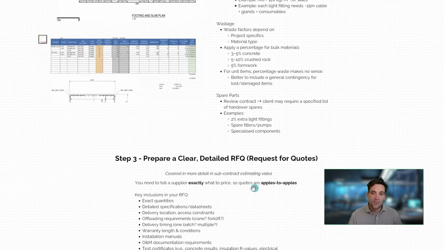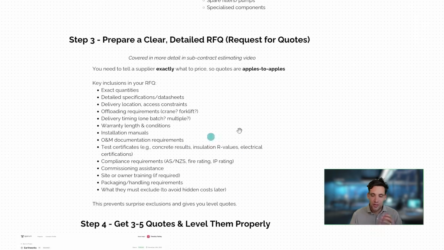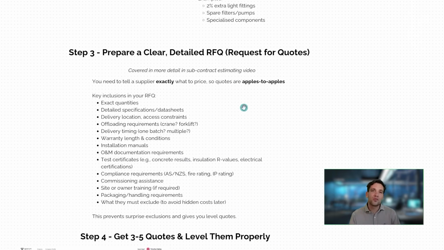Now, exactly like we would do if we're getting quotes from subcontractors, all we do for our materials is send our bill of quantities out to suppliers and get quotes back.